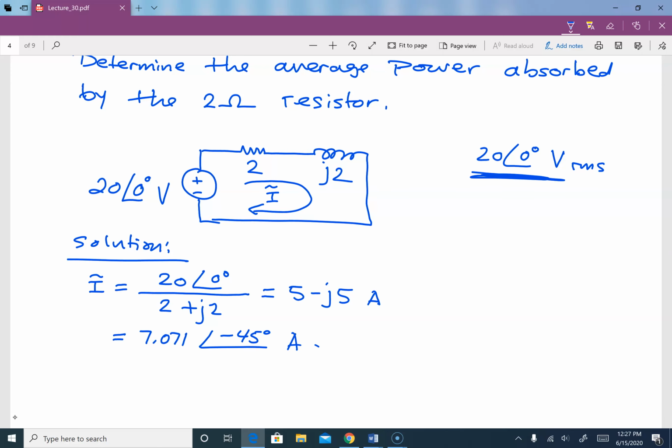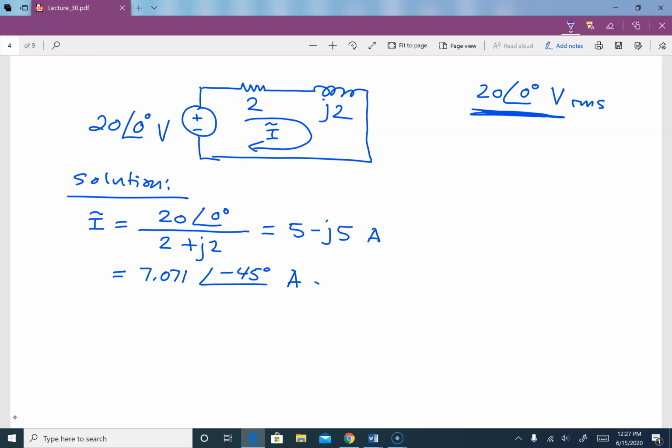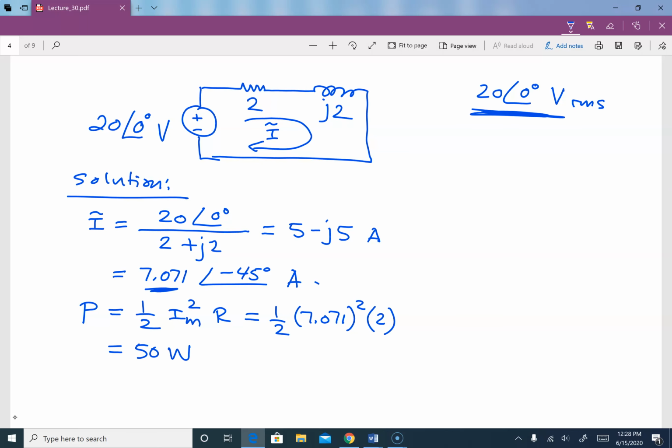So now we can find our average power as 1/2 Im squared times R, because we know now the current flowing through that ohm resistor. And this is equal to 1/2, and our Im is 7.071 squared, and R is 2. And the answer here is 50 watts.